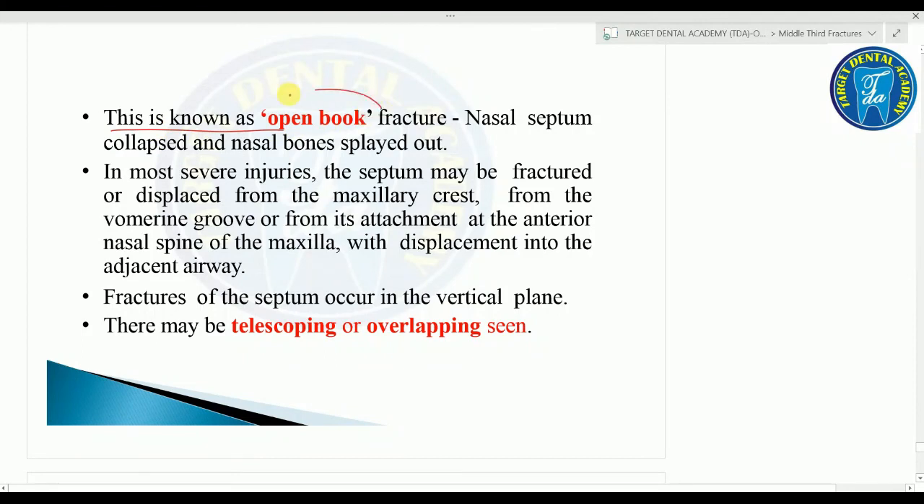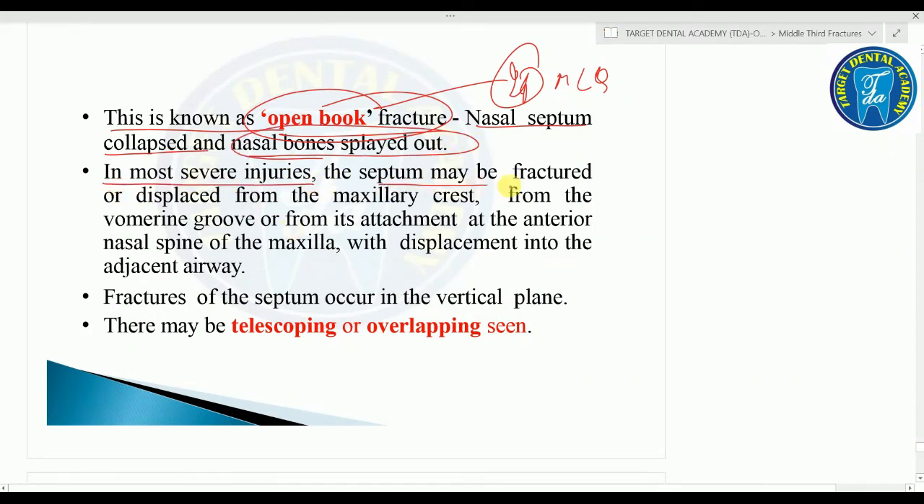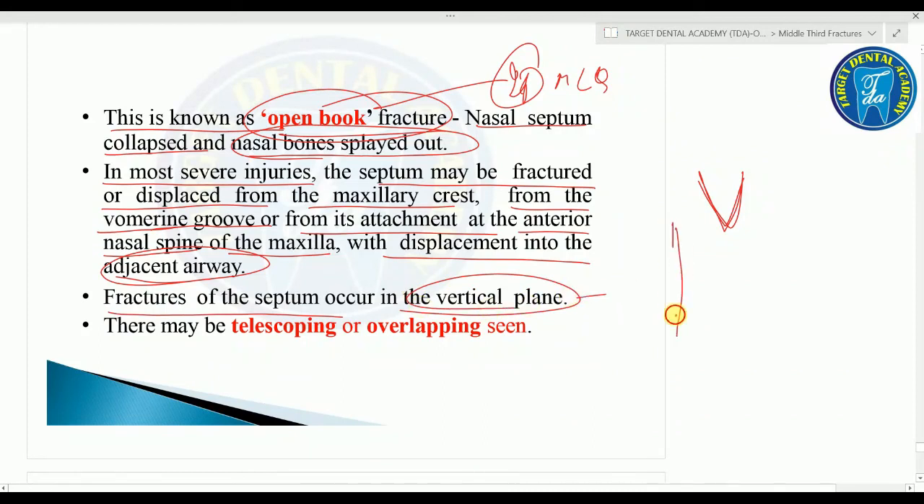So this is also known as open book fracture, guys. Very important, commonly asked MCQ. The open book fracture is only seen in the lateral injuries. The nasal septum is collapsed and the nasal bone is splayed out. In the most severe injuries, the septum may be fractured or displaced from the maxillary crest, from the vomerine groove, or from its attachment at the anterior nasal spine of the maxilla with displacement into the adjacent airway. So the fracture of the septum occurs in the vertical plane, and telescoping or overlapping is seen. Important.